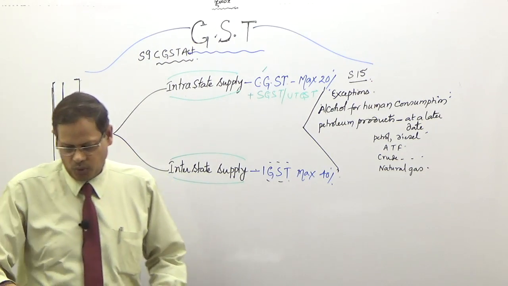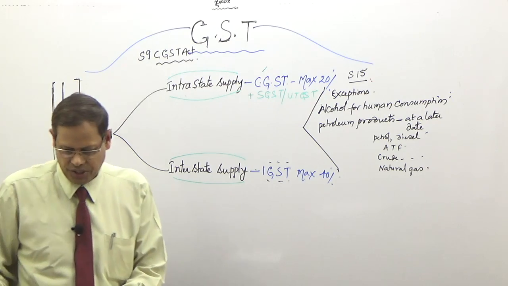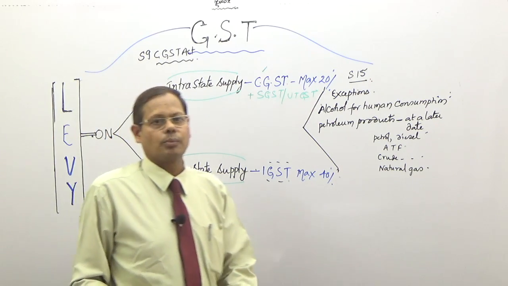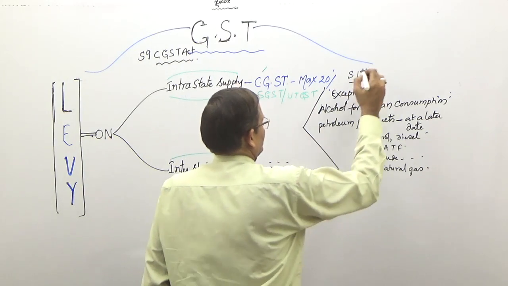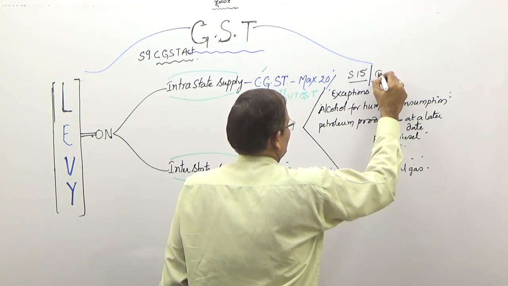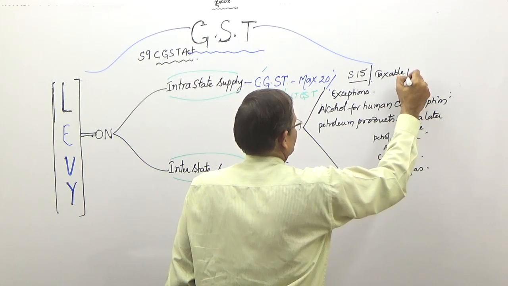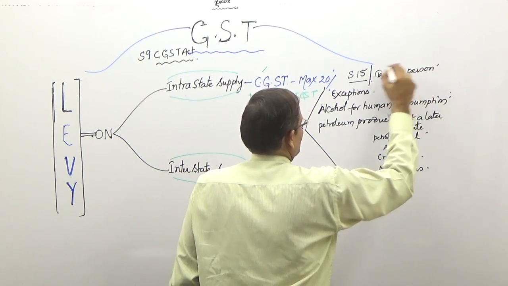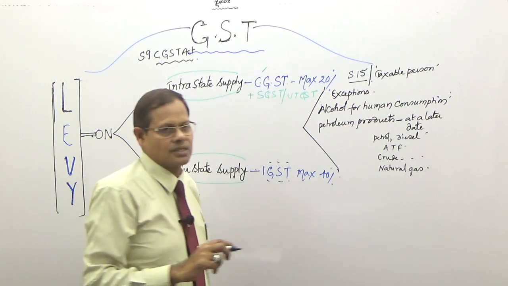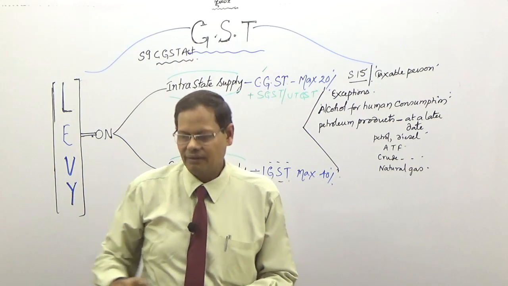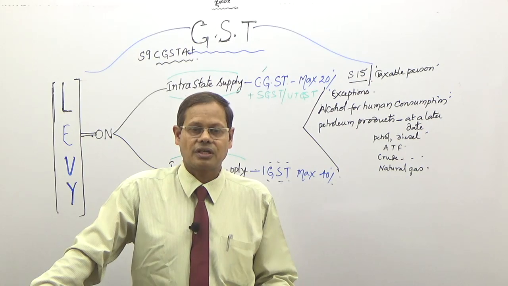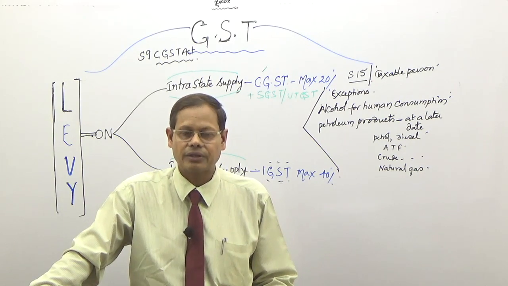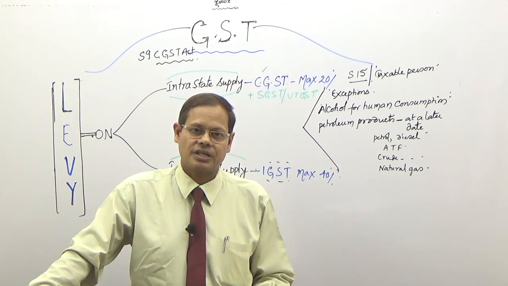And then one more point is collection. Who is liable to pay? Taxable person is liable to pay. Every taxable person is liable to pay on the supplies. So, who is the taxable person? Taxable person is one who requires registration, who is registered or who is required to register himself under GST laws.